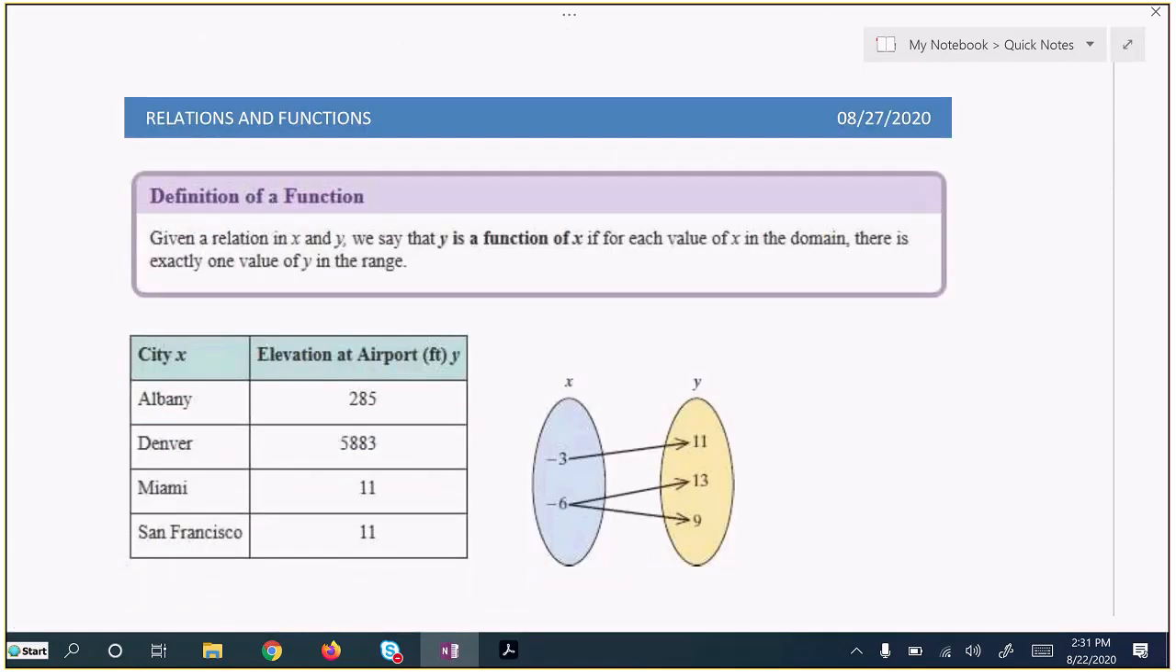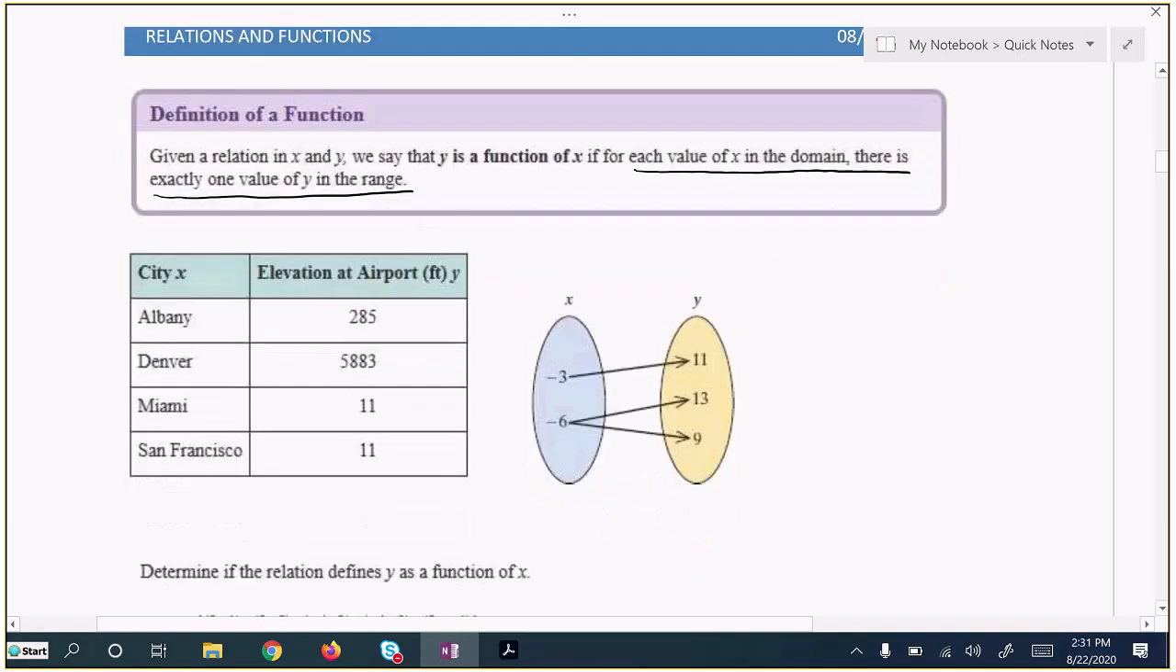Now, there's a special type of relation which we're going to be focusing a lot on in this class, and that special type of relation is called a function. So if we have a collection of ordered pairs, x and y, which as we know is a relation, we say that y is a function of x if for each value of x in the domain, there is exactly one value of y in the range. So each value of x in the domain, exactly one value of y in the range.